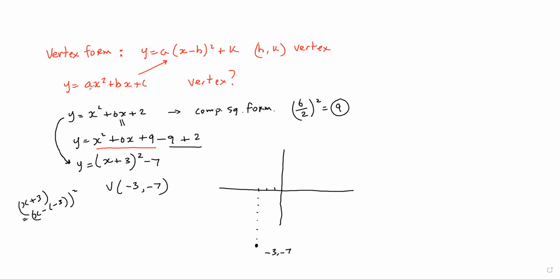And notice your a value is positive. You've got a positive x squared here. Not yellow, it's pink here. So this means your graph will go up because a is positive, so your graph will go up in the positive direction. The other thing to note is your y-intercept, which is this number here. You see that plus 2? So this is your y-intercept.